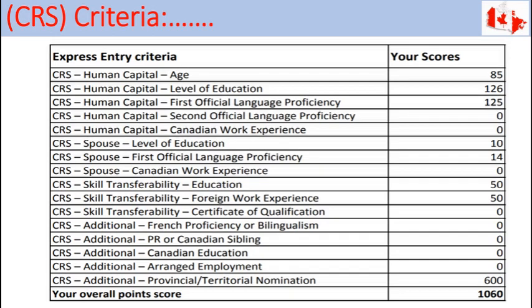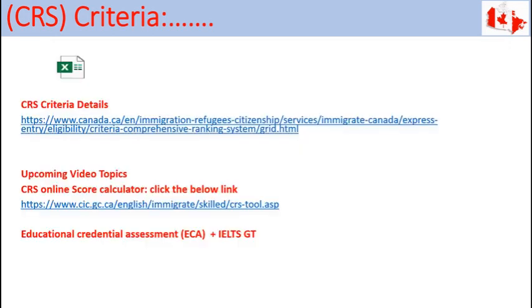There are different factors, and each factor has a different score. So I've tried my level best to explain how the scores are calculated, and I'll also give you the link from where the resources have been taken, so you can follow this link and see where you are and find your score, how much you can get.